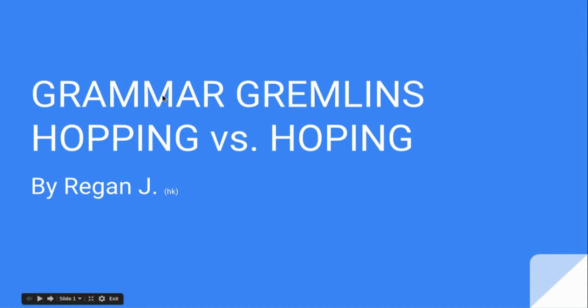I'm in the 6th grade, and I'm going to be talking about a grammar gremlin that is really a pesky one, and it appears in my writing all the time. And it's hopping versus hoping, and these are clearly two different words with two different meanings. So these words are spelled similar, but have different meanings and do not mean the same thing.